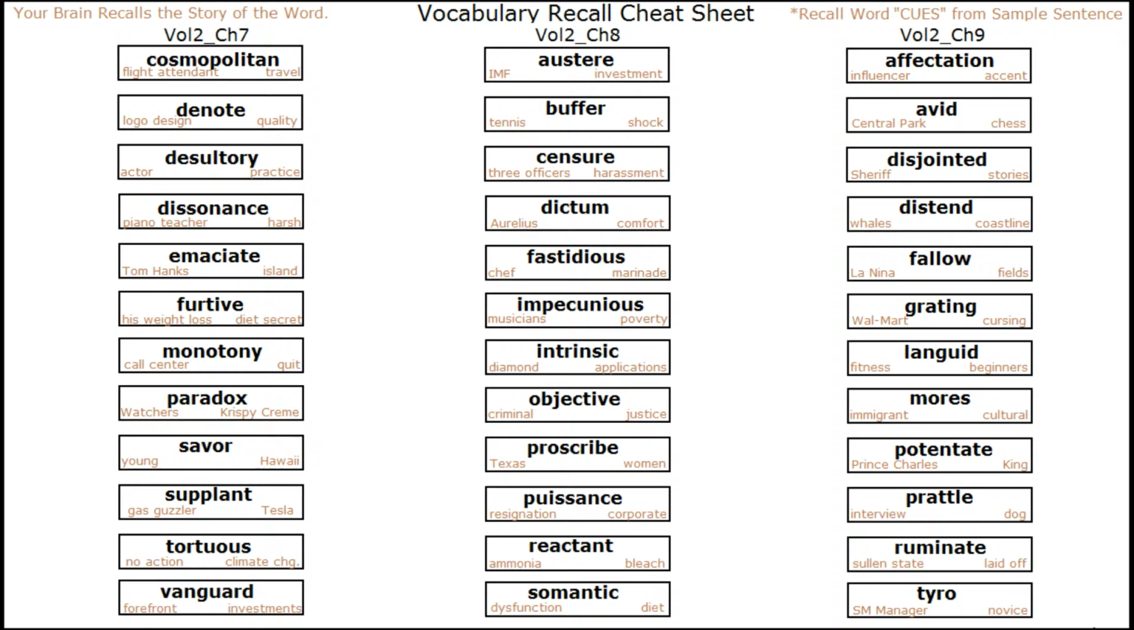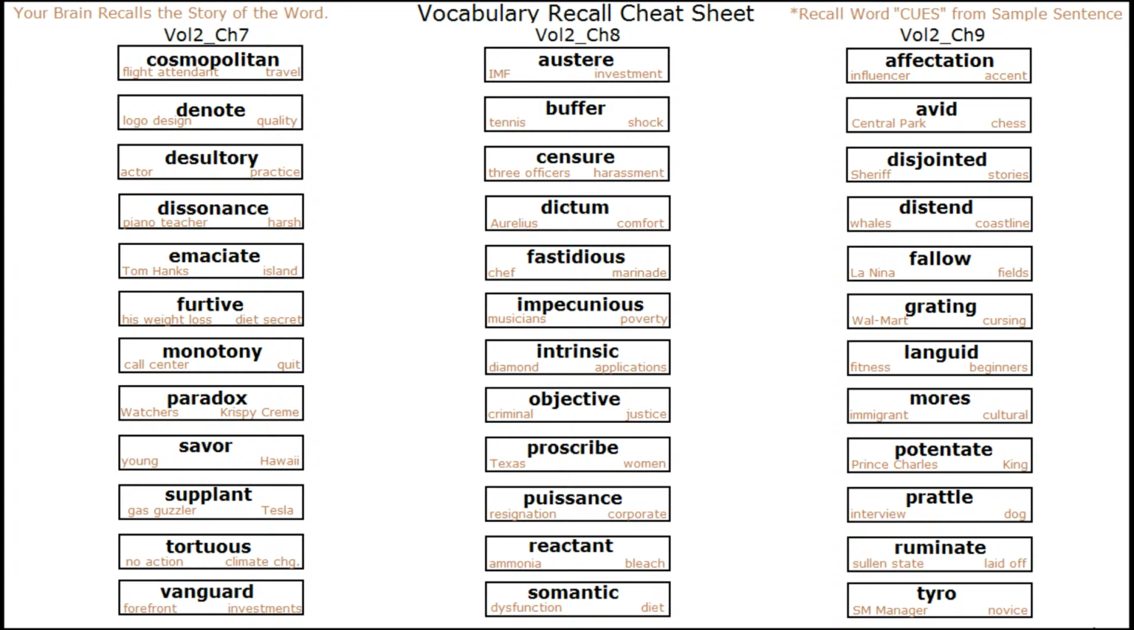Disjointed. The sheriff is puzzled by the disjointed stories from various neighbors as he investigates the crime. Grating had to do with a grating tone from a woman in Walmart who was cursing. And if I recall, we used a grater with a few lemons next to the grater as a picture word association. So here we go.